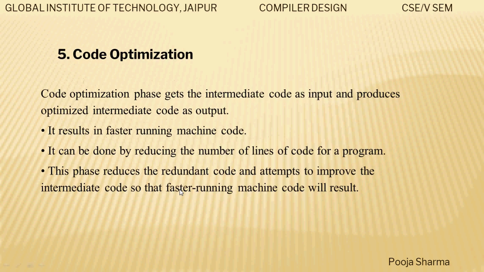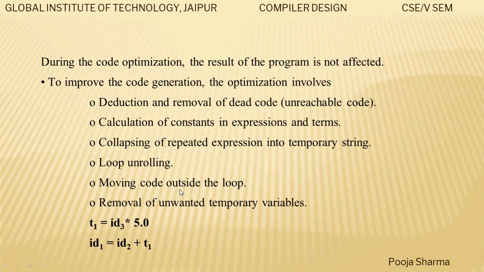The next phase is code optimization. The code optimization phase gets the intermediate code as input and produces optimized intermediate code as output. It results in faster running machine code. It can be done by reducing the number of lines of code in a program. This phase reduces redundant code and attempts to improve the intermediate code so that faster running machine code will result. During code optimization, the result of the program is not affected.